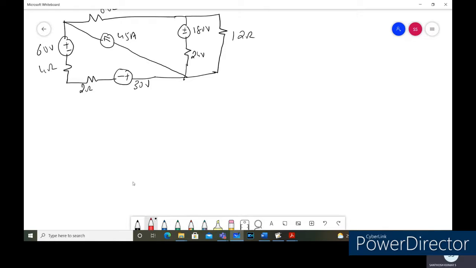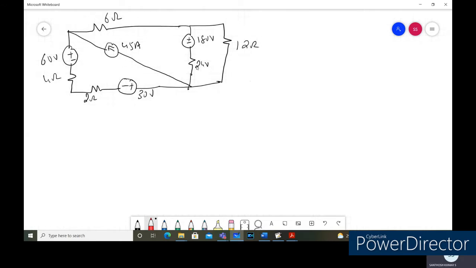Now let us see the concept of the super mesh analysis. Here we are going to call it a super mesh when there is a current source common between any two meshes. We are going to denote that super mesh with the dotted lines. So like this, we are going to denote with the dotted lines.